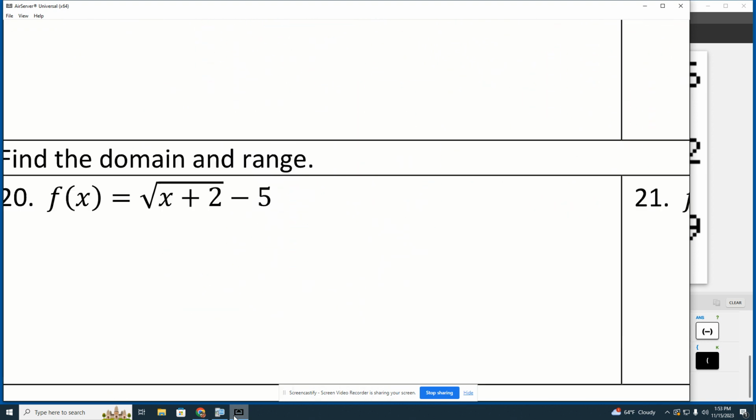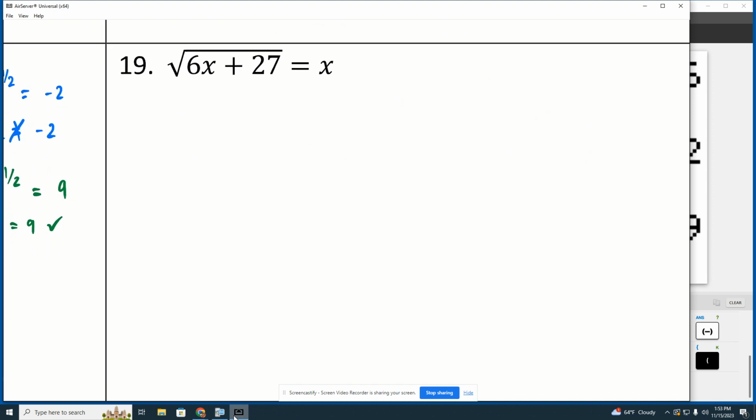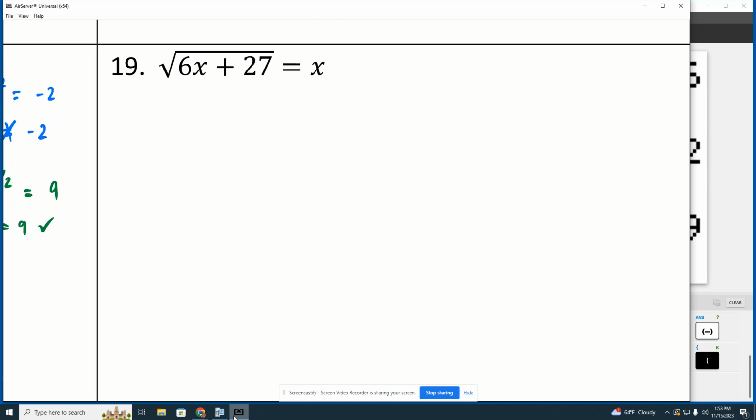All right, moving along. Last one, very similar to that one. And so let me go fast. I'm going to square, because that's my root, square root. So if I square both sides, 6x plus 27 will equal x squared. Just like the last problem, I'm going to load up one side. So I'm going to leave x squared alone. I'm going to subtract 6x. I'm going to subtract 27.